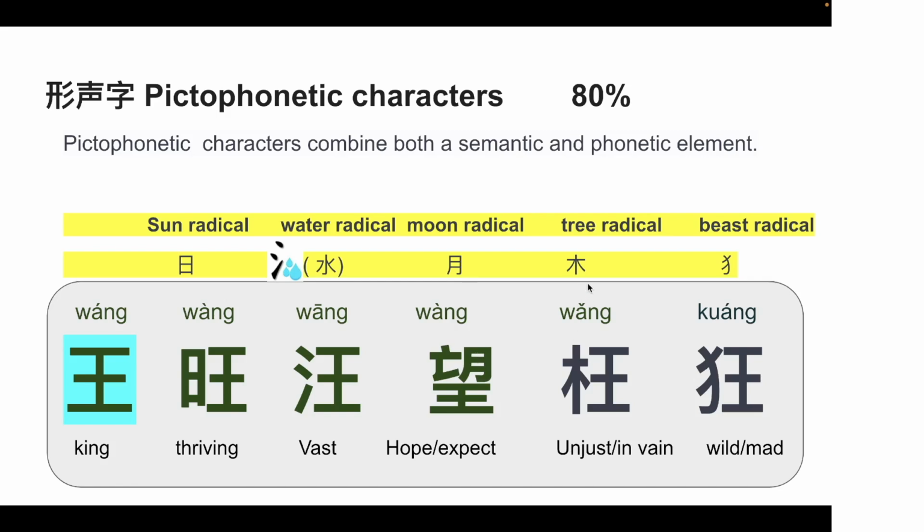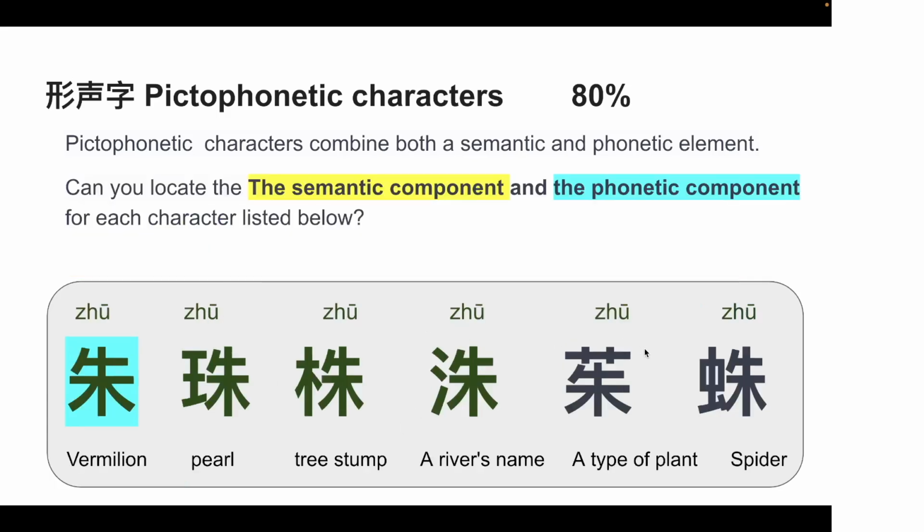And we have the tree radical, 王. This one is a little bit abstract for you to understand. And we also have a 狂. This is the beast radical, meaning for wild or mad, for 狂. So you know this base character is the phonetic component, and then all the radicals are the semantic component, telling you the meaning of the character.